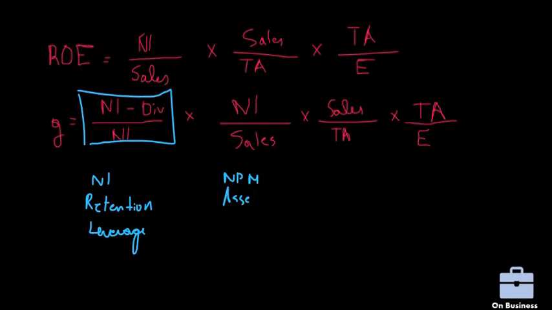Which means that these factors influence this growth, and the bigger the net profit margin is and the asset turnover, so the more we have operational efficiency and the better financing decisions, the more we have growth, and sustainable growth actually.